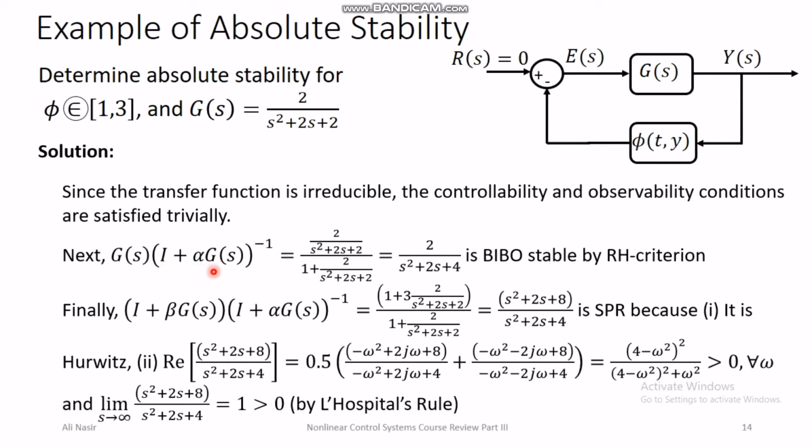alpha g of s inverse, that is equal to this quantity, and this is bibo stable by Routh-Hurwitz criteria because it is a second order system and all the coefficients in the denominator have the same sign, which means that the system is asymptotically stable, and asymptotically stable systems are automatically bibo stable. Finally, this condition identity plus identity in this case will be 1 because this is a scalar case.